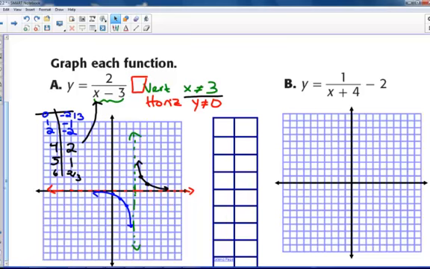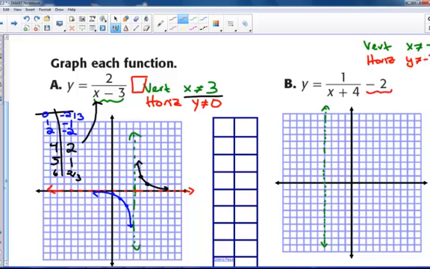All right, if we look at the next one here, my vertical asymptote is x cannot equal negative 4. So at negative 4, I'm going to make my asymptote line. My horizontal is that y cannot equal negative 2. I know y will never equal negative 2 because this part is never going to equal 0. So at negative 2, I have a horizontal asymptote.